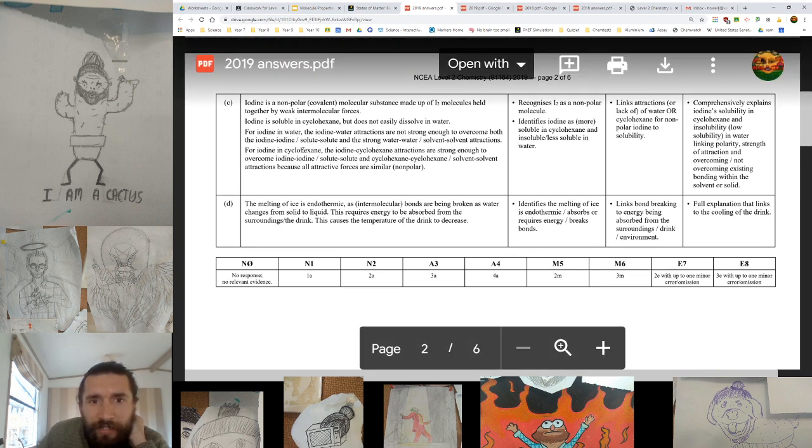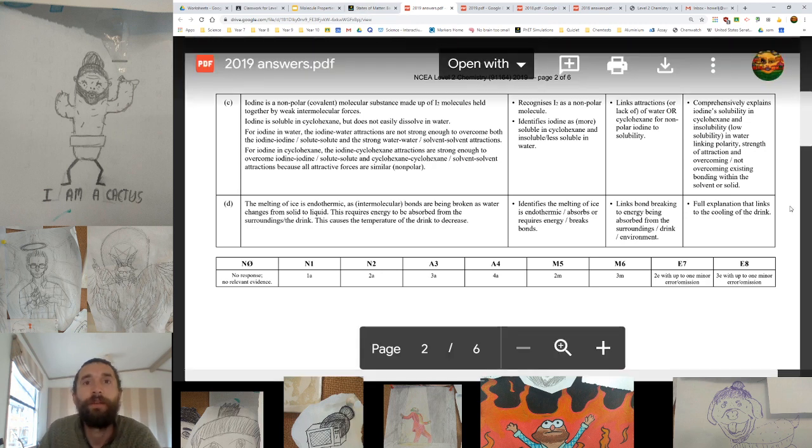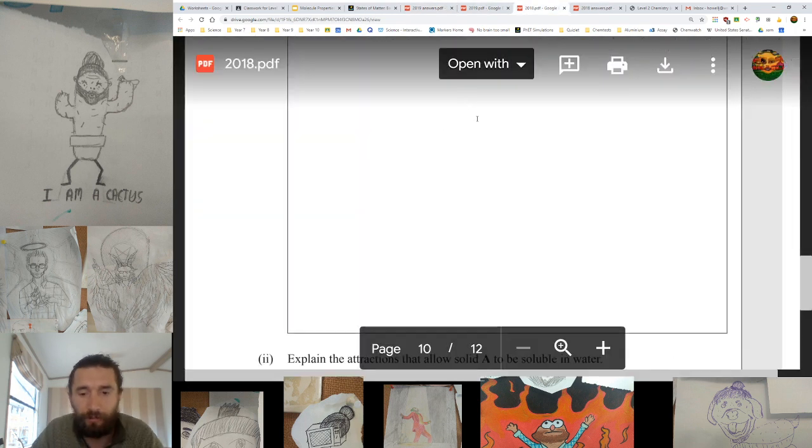In cyclohexane, if you put iodine in cyclohexane, it is non-polar, so it's not that attracted to another cyclohexane. So these attractions between two cyclohexanes aren't that strong. So the iodine is attracted and can be dissolved by the cyclohexane. It's a tricky question, that one. Really good though. Let's have a look at another one.